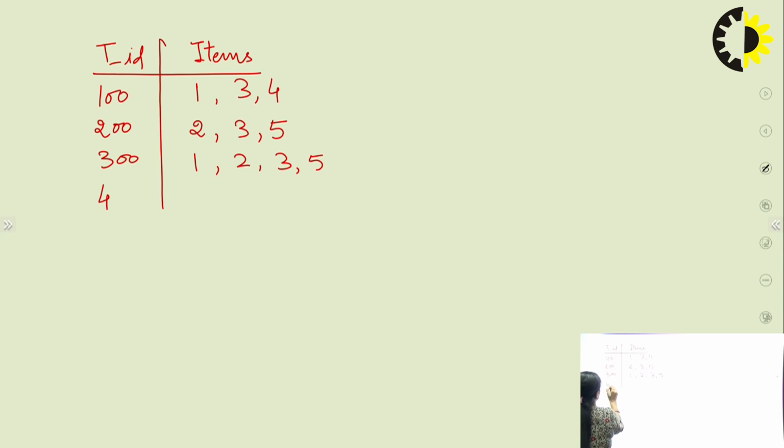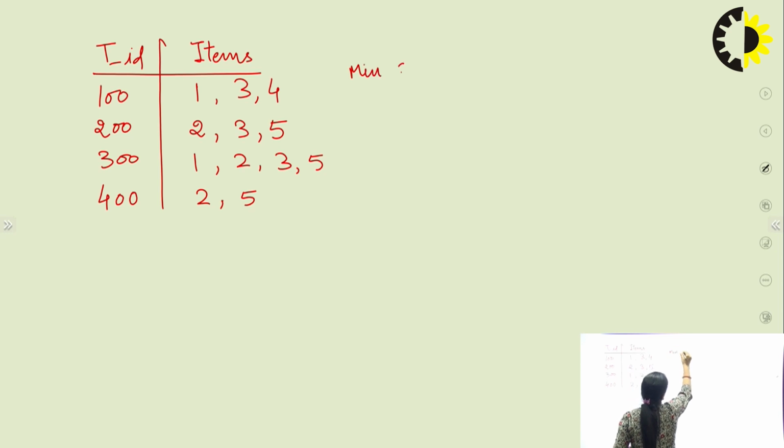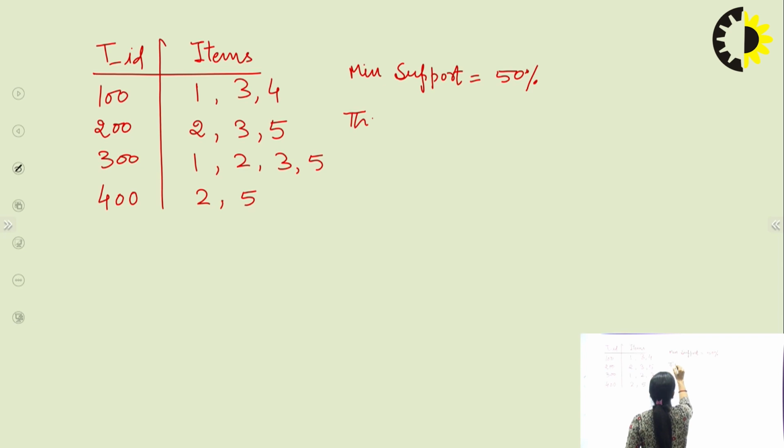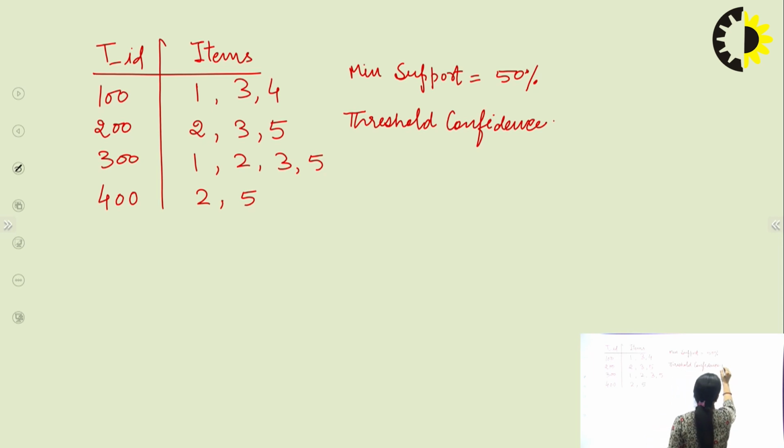Fine. Okay. Now we take another transaction, transaction ID 400, and the items purchased in transaction ID 400 are 2 and 5. Fine. So, here we take minimum support equal to 50% in this particular example, and a threshold confidence which is given as 70%, right?